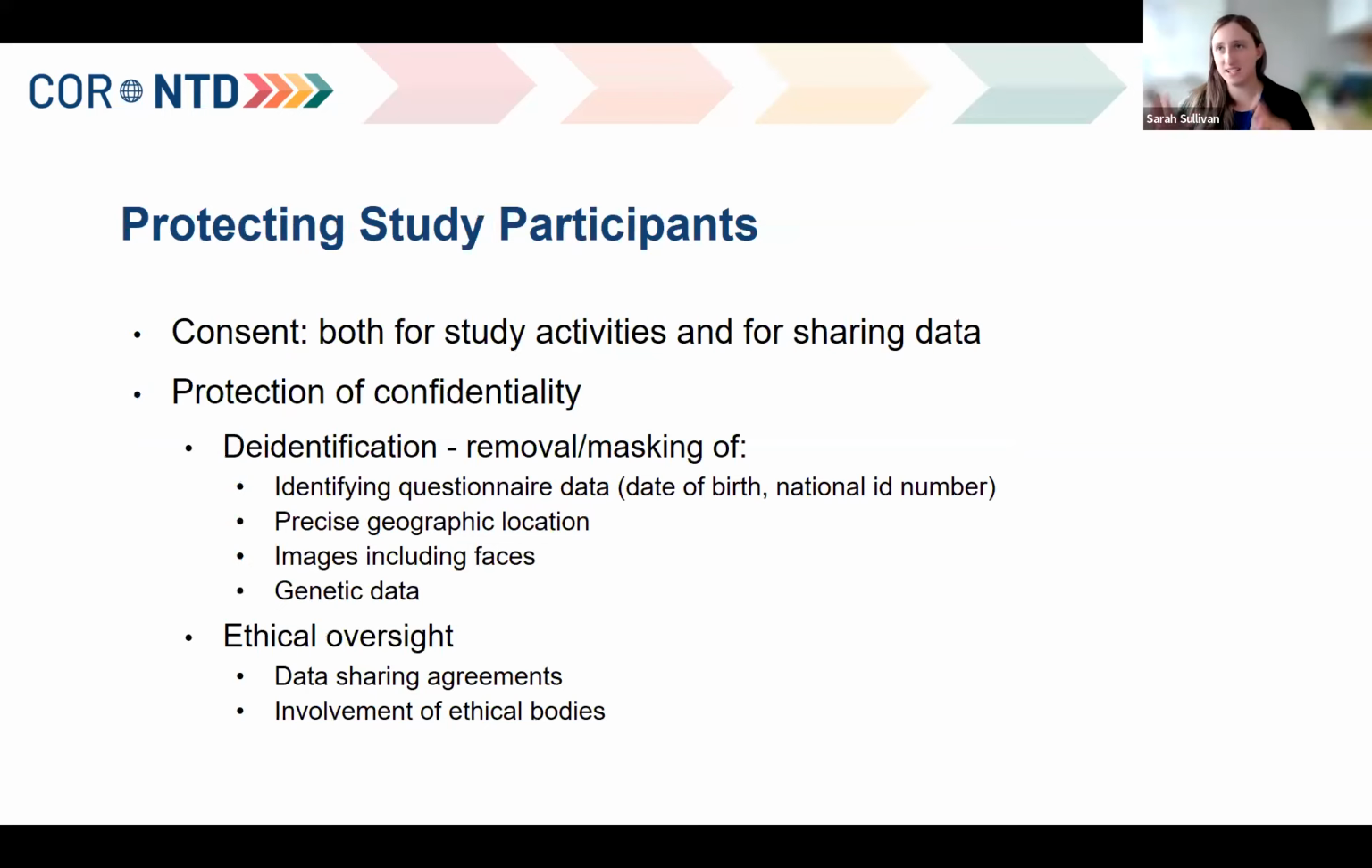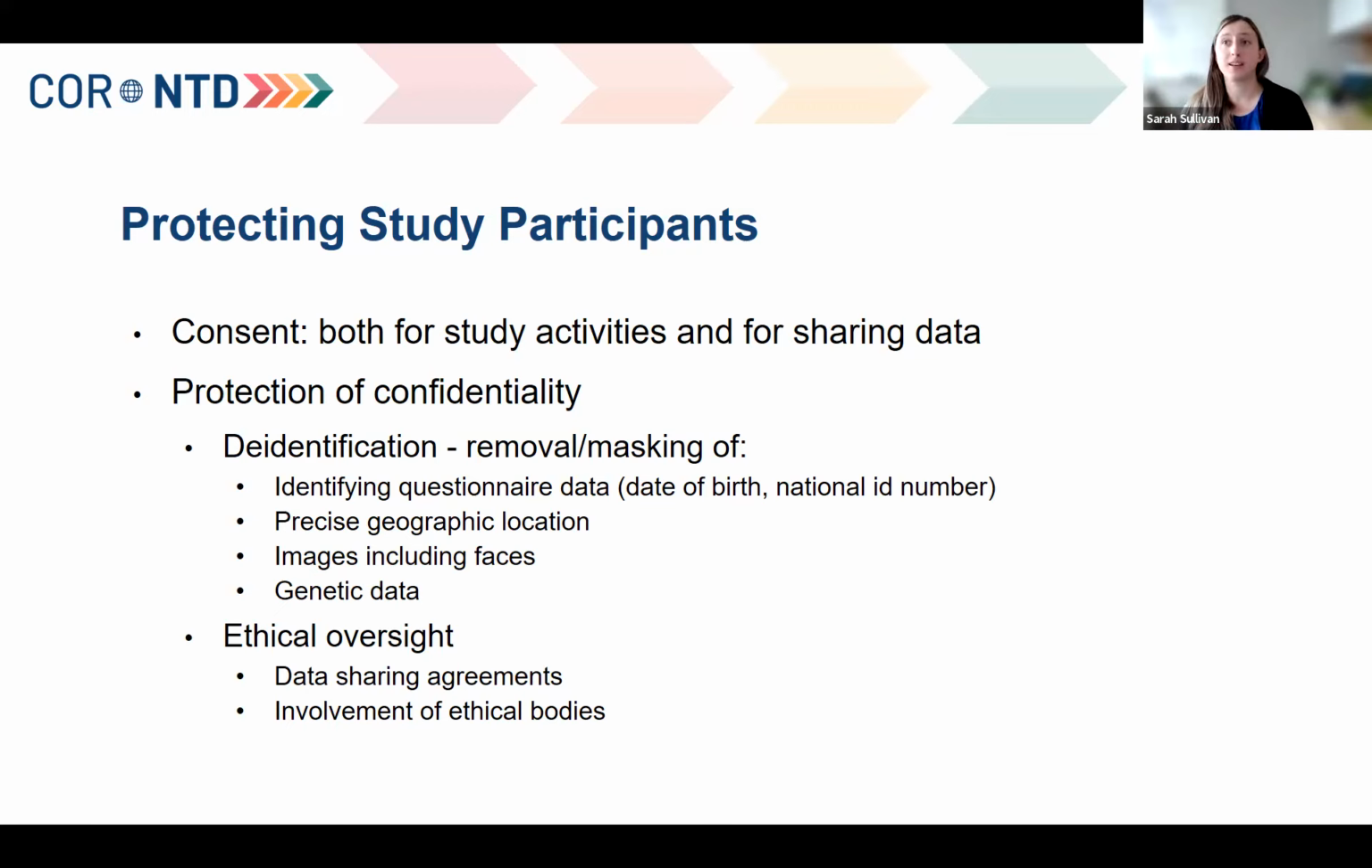So I'll start by delving in a bit on protecting study participants. And I think it's important to note that protecting study participants starts at the very beginning of the study. Data sharing isn't something that you can just do right at the end. It's something that should be built in from the start. And the really key first step there is that consent, as with any research, is really important. And when you're going to be sharing data, consent is important both for study activities and for sharing data. So it's understanding that we're collecting this data for this specific purpose, and then saying what other purposes could this data be shared for and who could it be shared with.